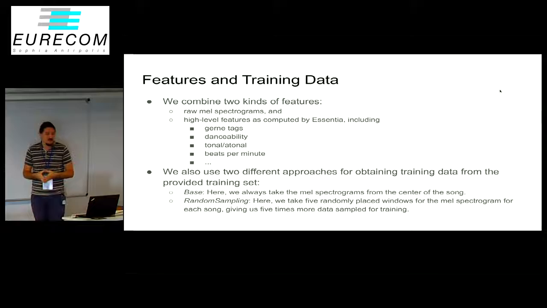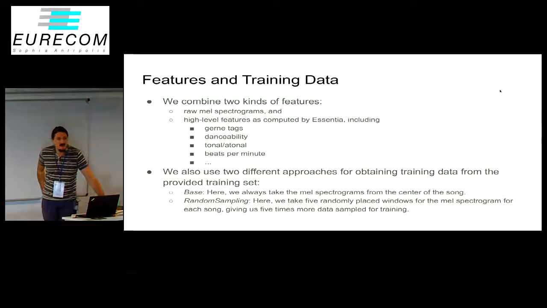It, of course, gives us a bigger training set, 5 times as big, which helps, because our model has quite a few parameters. And we think it also helps us reduce some bias in the model. Because at least in my experience, the middle of a song tends to be quite different from the beginning and the ending. So if we always take the center of the song, maybe we add some bias to our model that we don't want. The random sampling should help get rid of that as well.